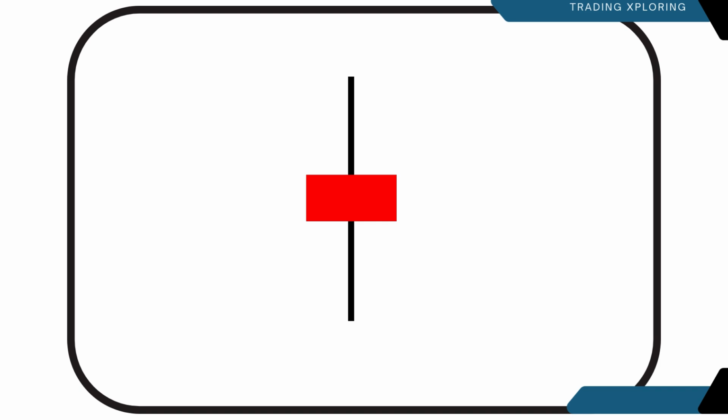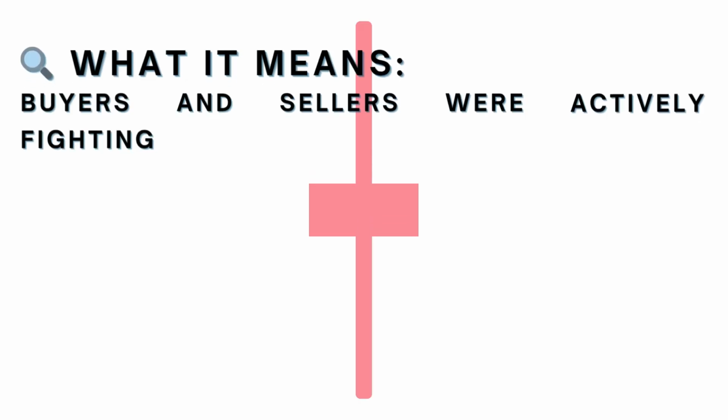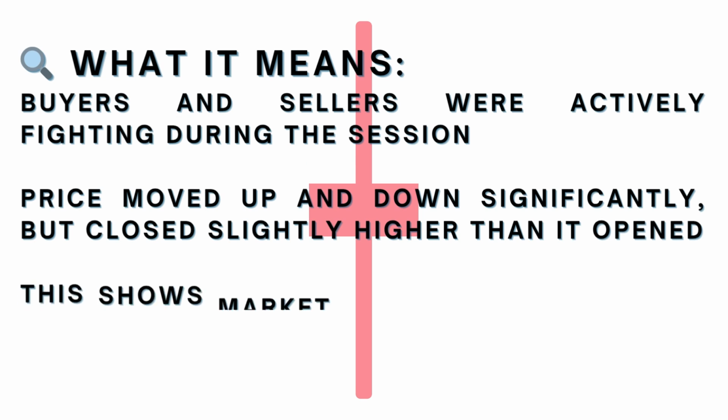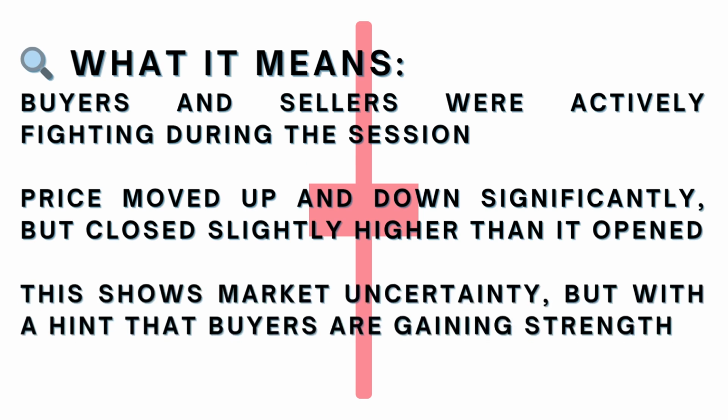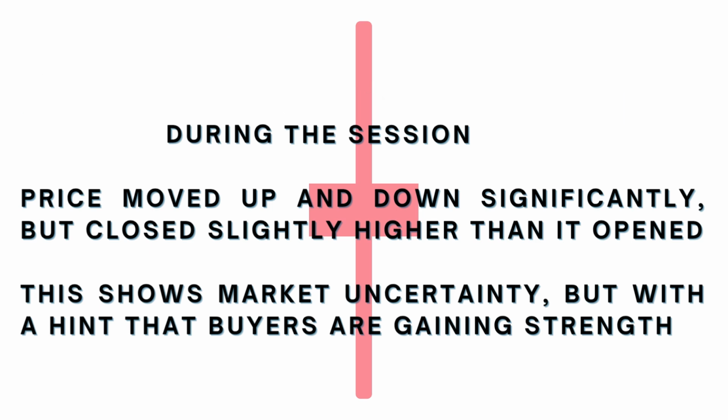When it forms after a downtrend, it may signal a possible reversal to the upside. What it looks like: a small real body in the middle of the candle. Upper and lower wicks are long and roughly equal. What it means: buyers and sellers were actively fighting during the session. Price moved up and down significantly, but closed slightly higher than it opened. This shows market uncertainty, but with a hint that buyers are gaining strength.